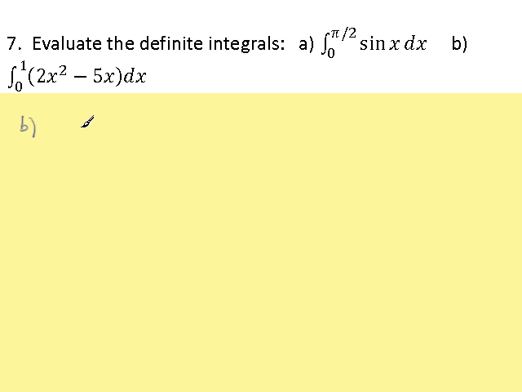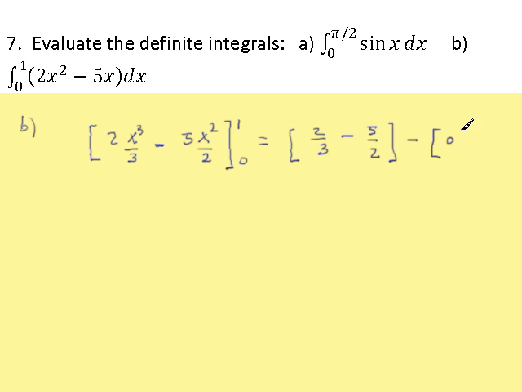In part B, we have the integral of 2x squared minus 5x between 0 and 1. So let's just use the power rule here. Integrate 2x squared, that would be 2x cubed over 3, minus 5x squared over 2. And we're going to evaluate this between 0 and 1. Substitute in 1 and we have 2/3 minus 5/2. And we substitute in 0 and we have 0.